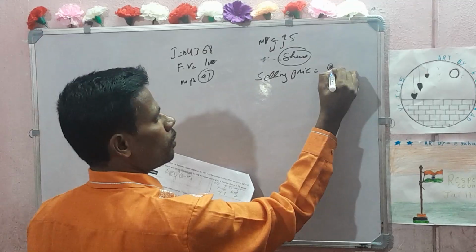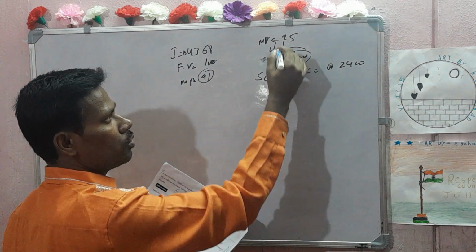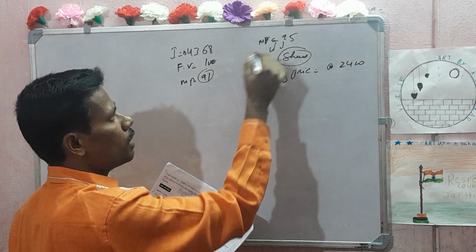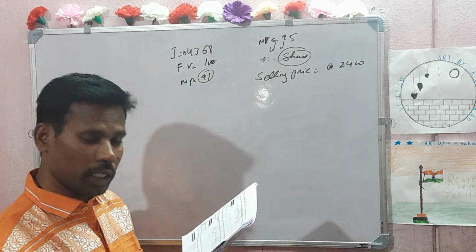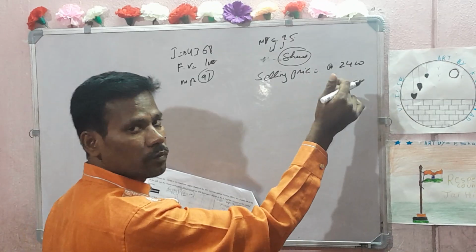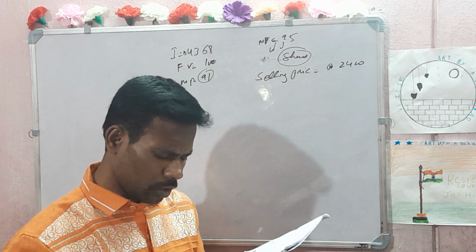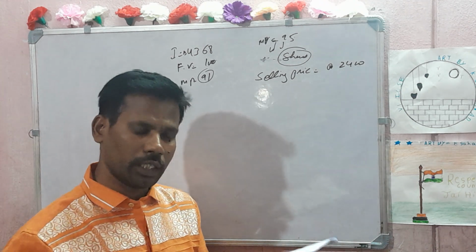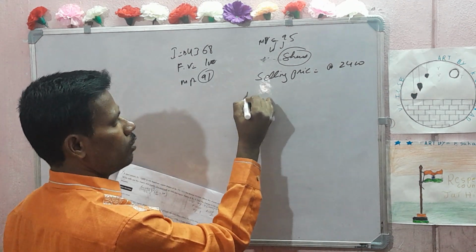Selling price is what? Rupees 2400. So when the market price is increased, he is selling. He sells out shares worth rupees 2400. So rupees 2400 he is putting in the shares. So how many shares? Now we have to calculate shares.